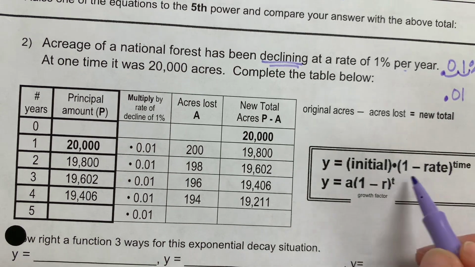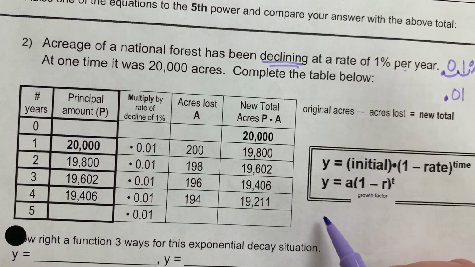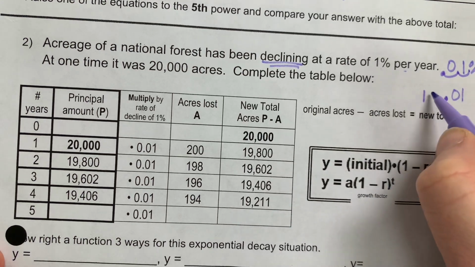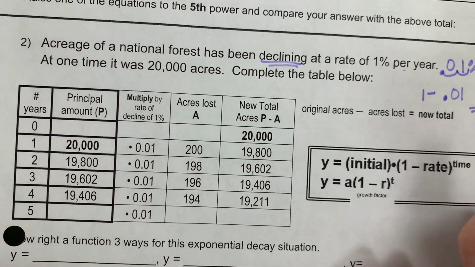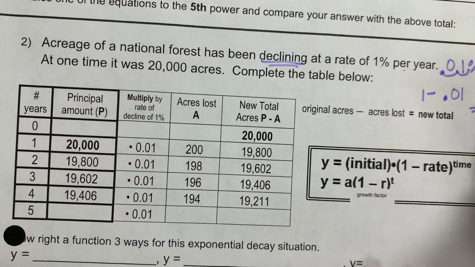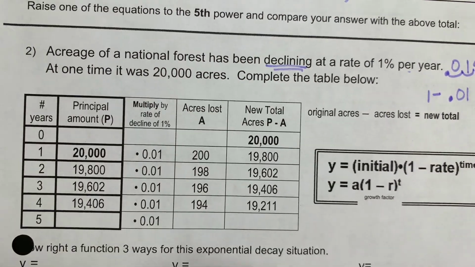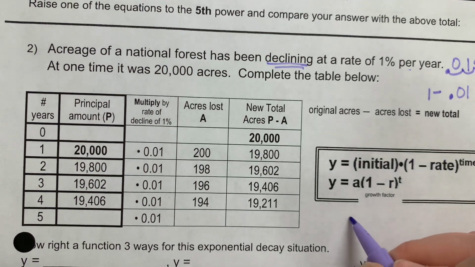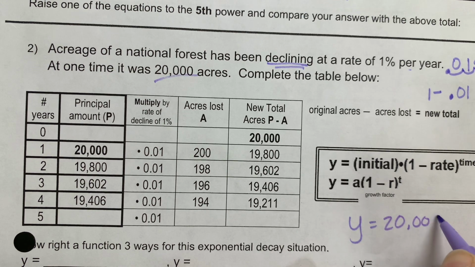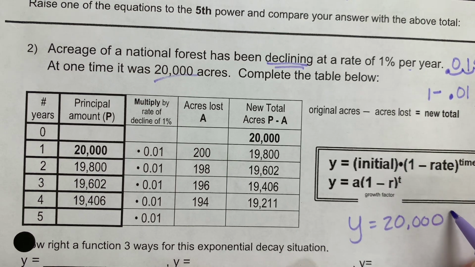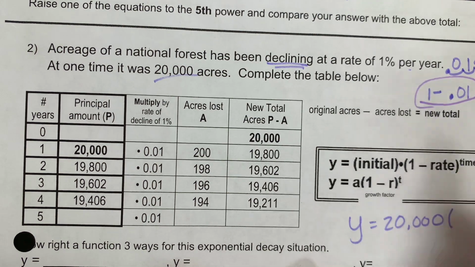Okay, so now since we're declining, we're going to subtract it from 1. So if I take 1 minus 0.01, I get 0.99. Okay, so that's the rate that I'm going to use in my equation. So y equals, I'm starting with 20,000, and I am going to multiply it by my 1 minus 0.01, which is our 0.99, to the power of x.